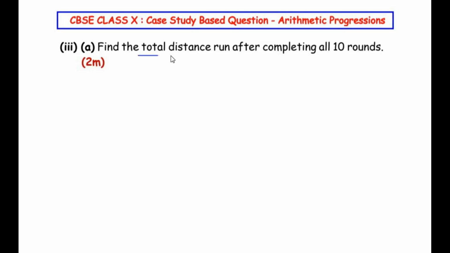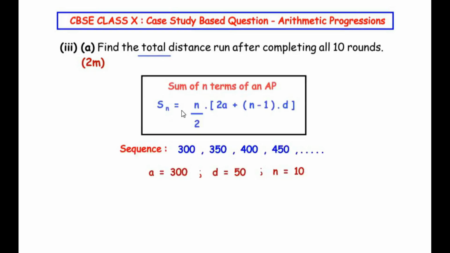So wherever you see the keyword total in the question for arithmetic progression, it means you have to make use of the sum of n terms of an AP formula, which is Sn is equal to n over 2 times 2a plus n minus 1 times d, where n represents the number of rounds. In this case they have mentioned 10 rounds, so n is going to be 10. A is the first term of the sequence, so 300 is the first term. D is the common difference, which we got as 50. So we have to plug in all these values in this formula.